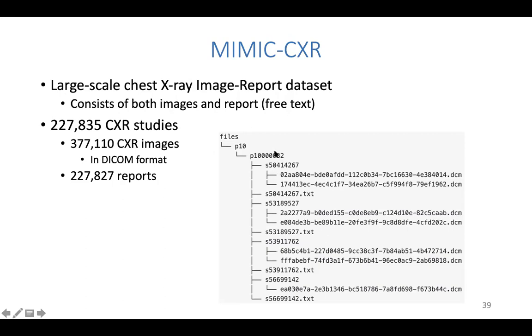So for example, here, this is patient number 1000032. This is a single patient, and this patient has gone through 1, 2, 3, 4 studies. So study 504112667 has 2 images with 1 note. Another study has 2 images and 1 note. The third study has 2 images and 1 note. And the fourth study has only 1 image and 1 note.